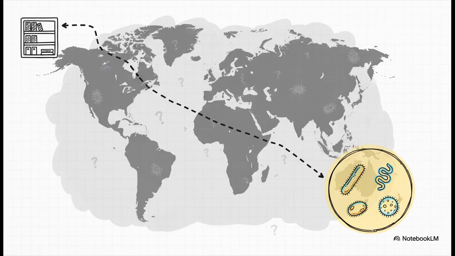But this creates a totally new challenge. Once you have all that genetic data, you need something to compare it to. And the issue is, our existing databases are almost entirely filled with the genomes of that tiny fraction of microbes that we can grow in a lab. So just imagine trying to explore the entire world with a map that only shows like a handful of small islands. That is the huge wall that metagenomics has been up against.